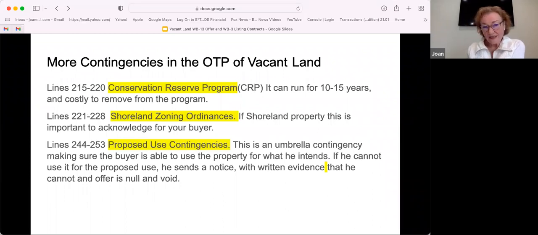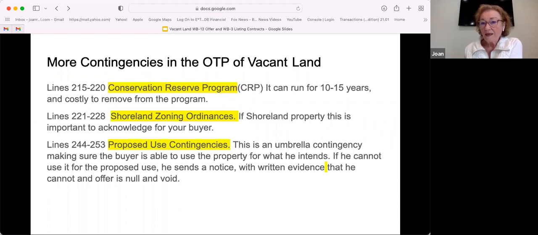And again, the Conservation Reserve Program, the CRP, it can last for like 10 to 15 years. So if a seller wants to sell it and a buyer wants to buy it, but it's still in that program, as I said, you've got to be aware it's going to be very costly to get it out of that program.